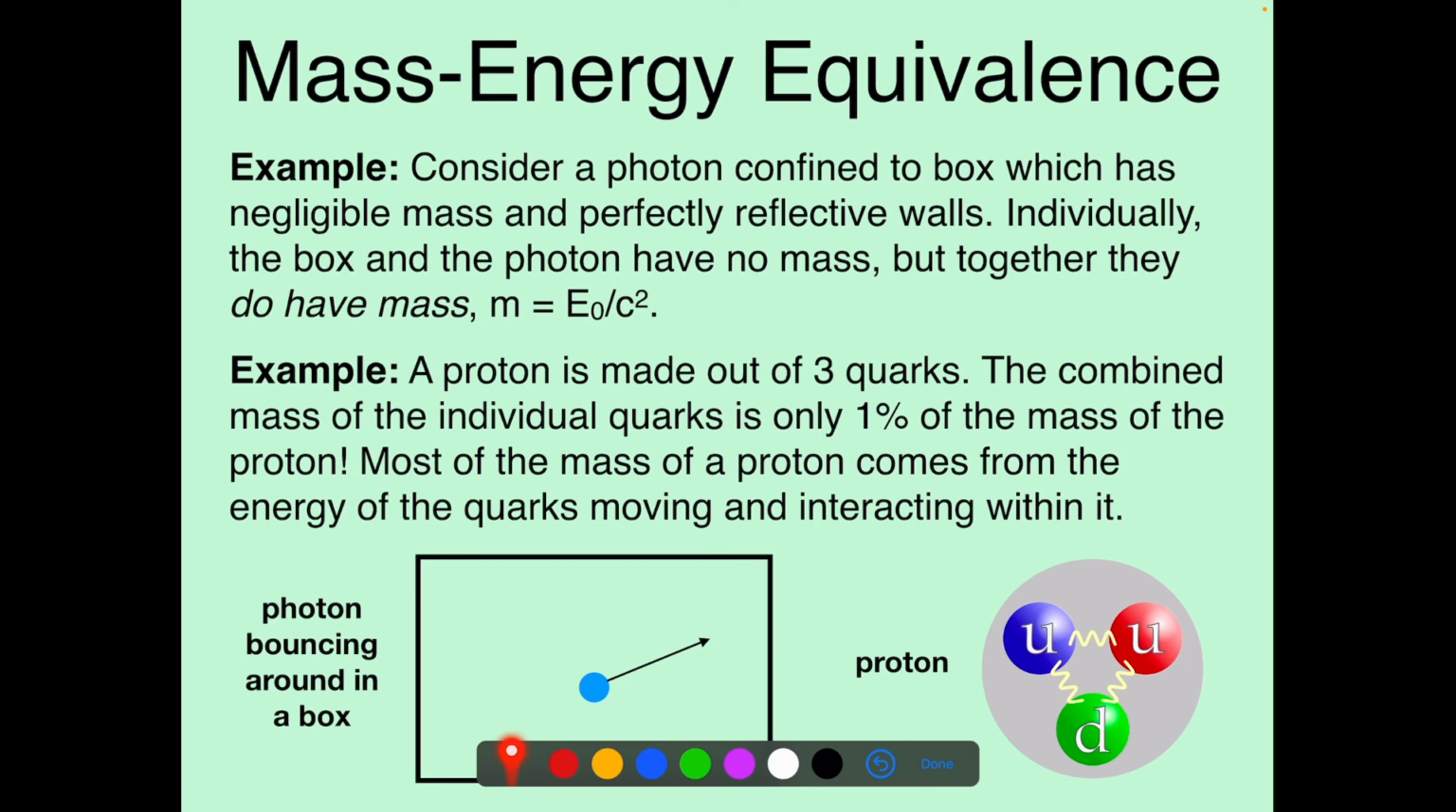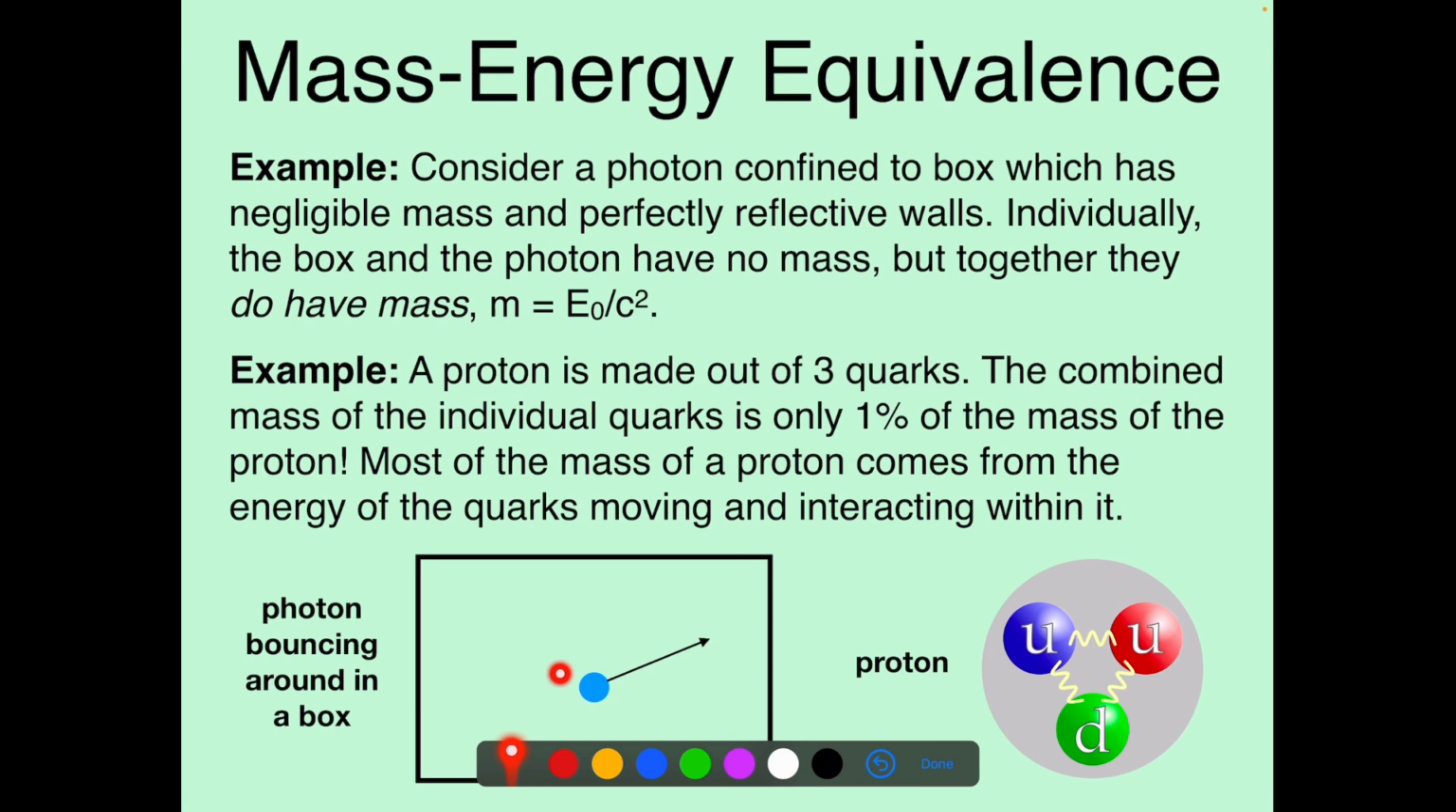And the walls of the box are perfectly reflective, meaning the photon will just bounce around inside this box forever and it will never be absorbed by the walls of the box. So if we take a look at the individual parts of the system, the photon and the box itself, individually those don't have any mass. But when we consider them together as a system, where again the photon is bouncing around inside of the box, this system does have mass because it has energy.